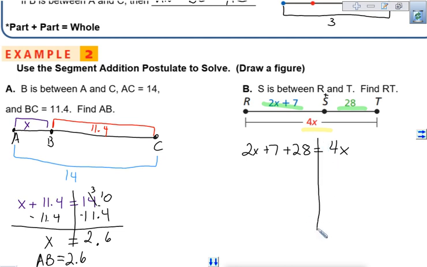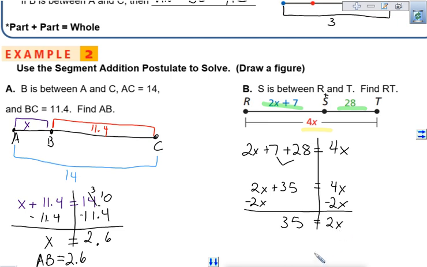Again, draw your line down the middle if you need it. And what are we going to do now? We're going to combine our like terms. So 2x plus 35 equals 4x. What are we going to do now? We're going to subtract 2x from both sides. So we've got 35 equaling 2x.